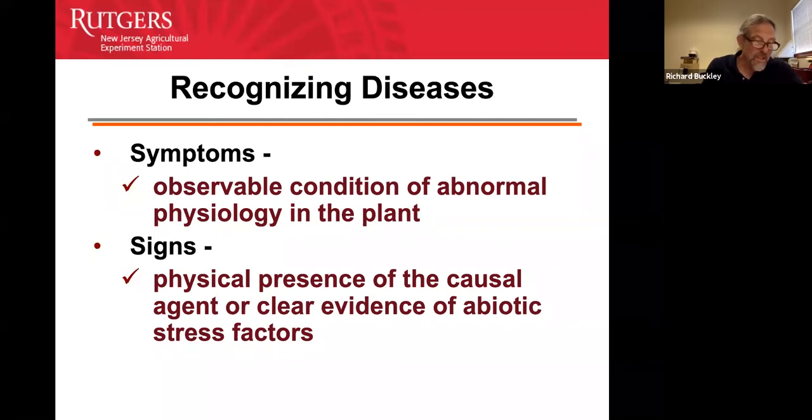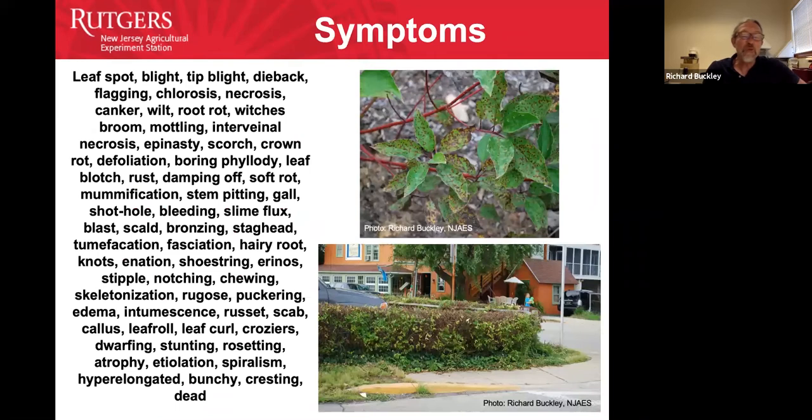All right. Next thing. How do you know when your plant is dead? Right. So we have two things: symptoms and signs. And so symptoms are observable conditions of abnormal physiology in the plant. Right. That we're looking at the plant. What's going wrong? Are you recognizing the deviation from normal? Signs are the physical presence of the causal agent or clear evidence of abiotic stress, right? So we like to include the, well, it was 100 degrees today and my grass is brown, as a sign as well, as well as looking for fruiting bodies and that sort of thing.